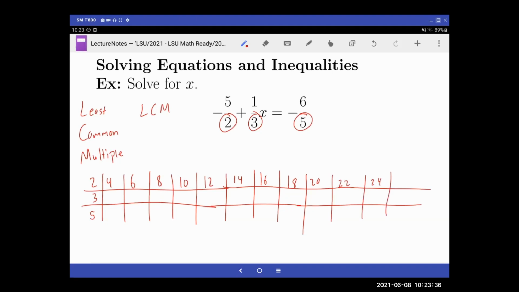So the smallest number, of course, will take the longest to fill out. I'm going all the way to 30. Okay. And count by threes: 3, 6, 9, 12, 15, 18, 21, 24, 27, 30. And I'll just stop there. And then 5.